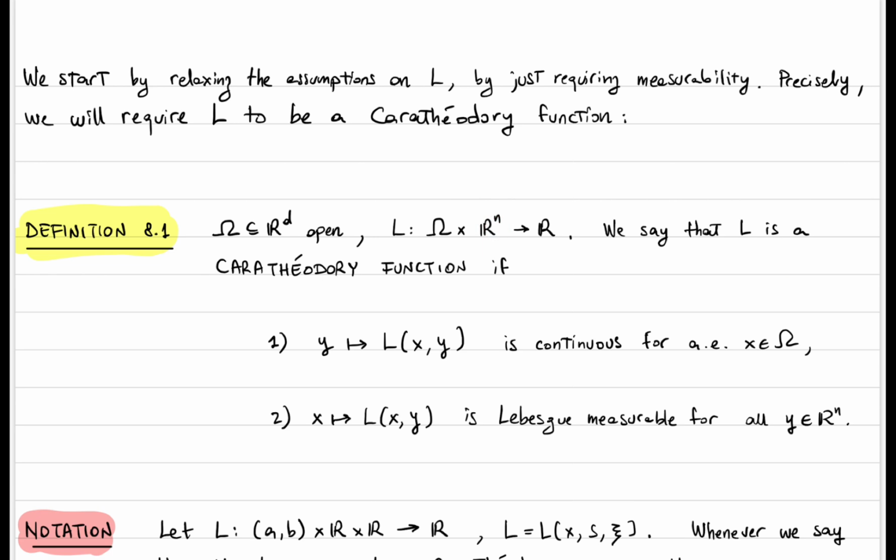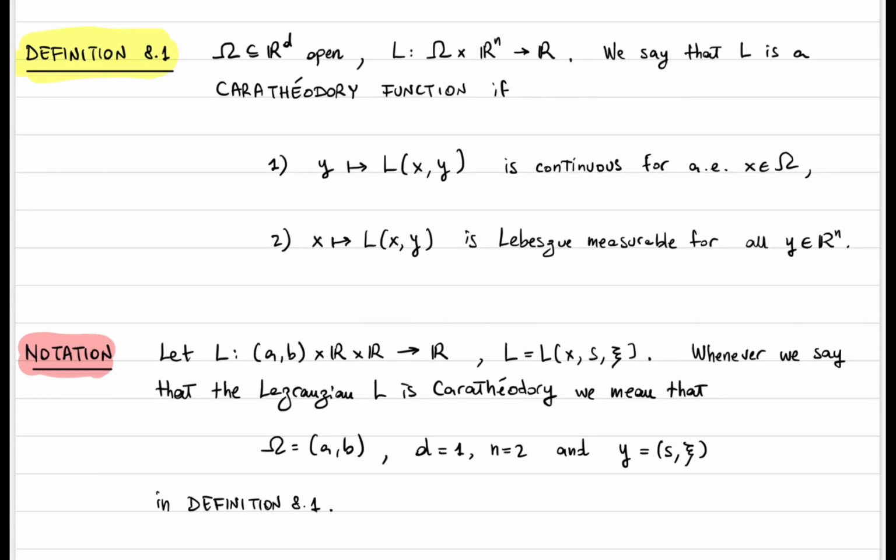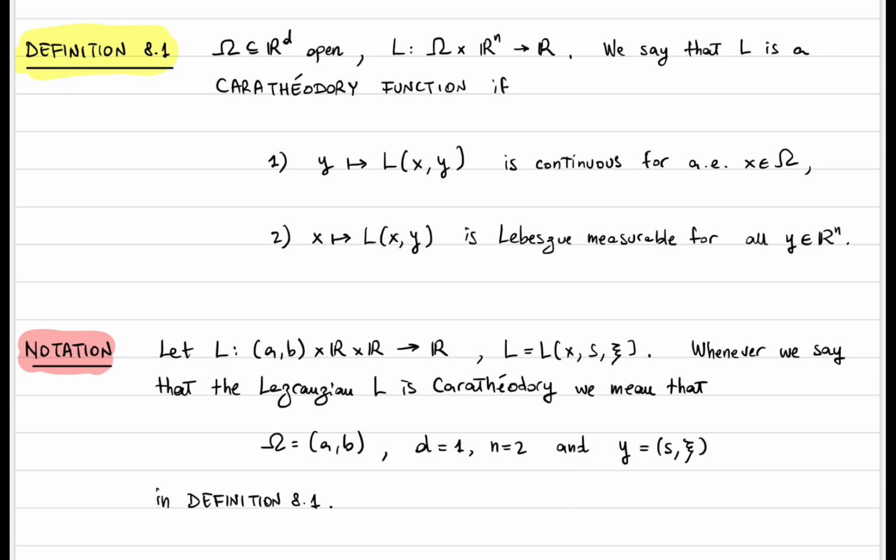Usually we apply this in this setting. So in our setting, L is the Lagrangian, so it's defined from (a,b) times R with these names here for the variables, as usual, x, s, and psi. And so when we say that this Lagrangian is Carathéodory, we mean that you have to take omega equal to (a,b) in this definition here. So this would be (a,b), this first set.